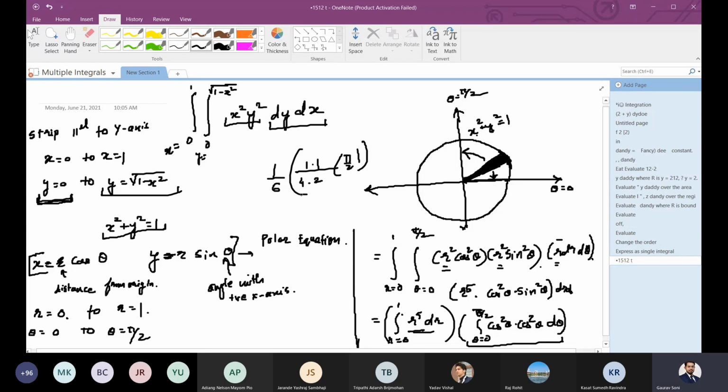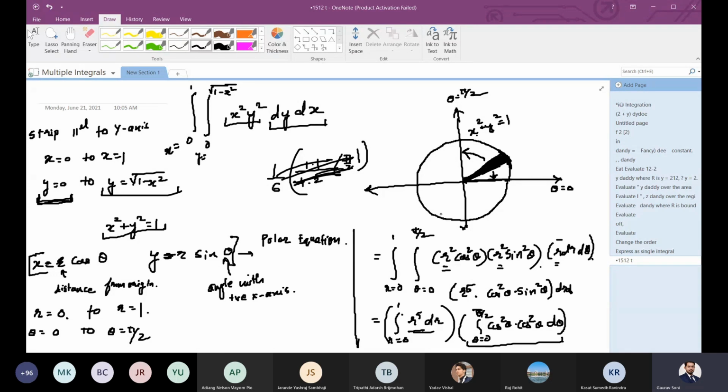Eight into 6 and whatever. So final answer, I'm not actually worried. So what we have done new in this example is I have converted the given Cartesian equation.